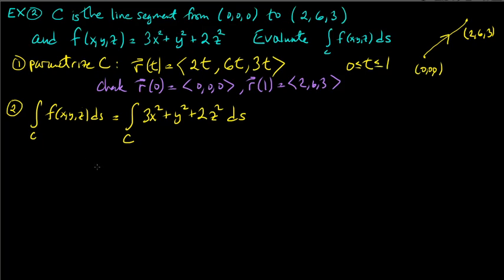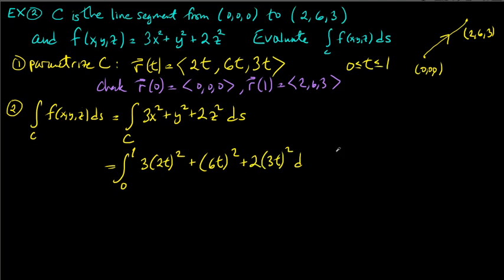Now we parameterize the curve, so t is going from 0 to 1. And remember x is just 2 times t, and y is 6 times t. And z, for the 2 times z squared, z is 3 times t.